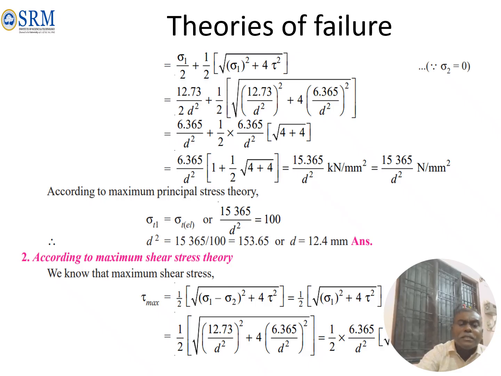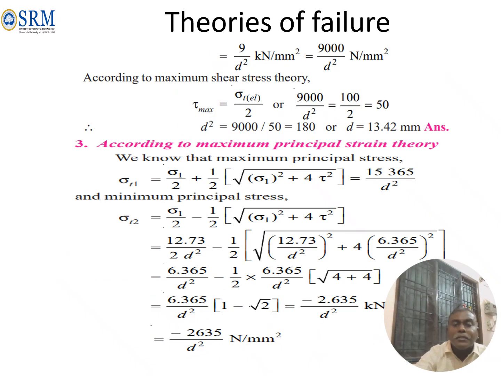Second, the maximum shear stress theory. Actually this is suitable for shear stress. So tau max equals half of the square root of (sigma 1 minus sigma 2) square plus 4 tau square. Sigma 1 is already mentioned and sigma 2 is 0, because it is not a case of biaxial loading, it is single loading. So you can put all these things in the formula. Then d equals 13.42 mm.